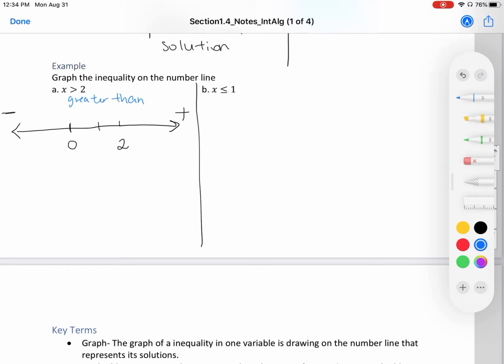So if it's greater than, what numbers are greater than 2? Well, 3, 4, 5, and so on, to continue forever to the right. And because we have a greater than, we're going to use an open circle.